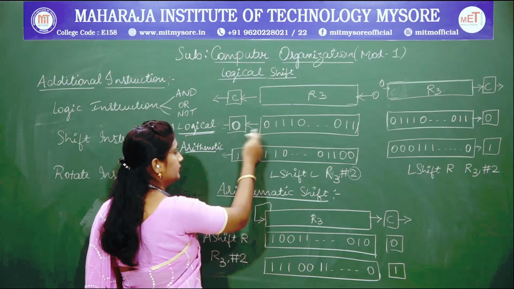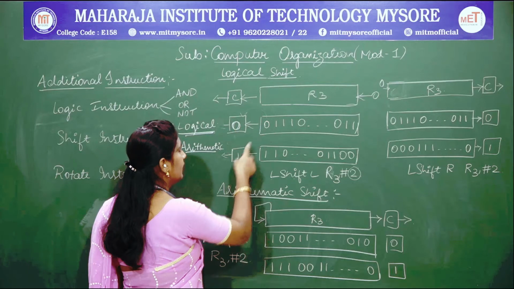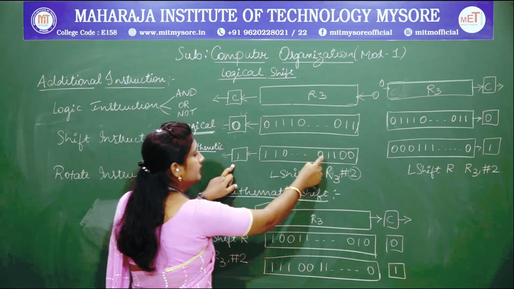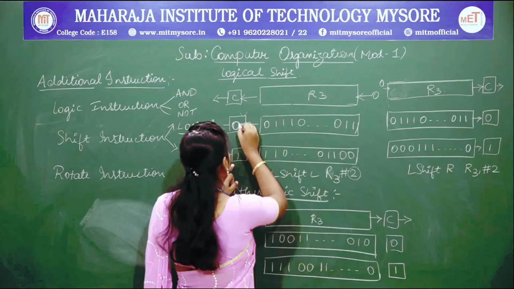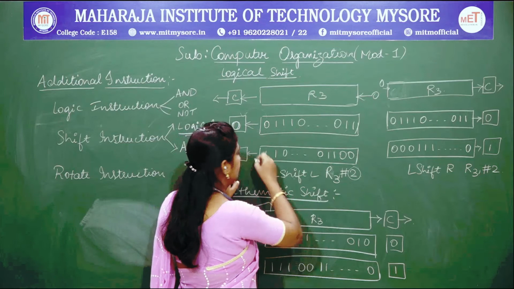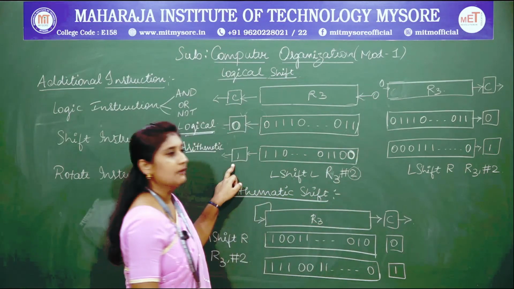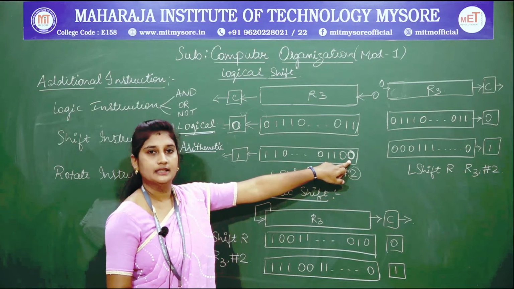This is the carry flag, 0. Next I will be shifting 1 bit position towards the left. Again it becomes 0, 1, 1, 0, 0, 1, 1. This all got shifted, and the 0 which was shifted out has been lost. So the last bit position which is left vacant, I will be filling up with zeros.